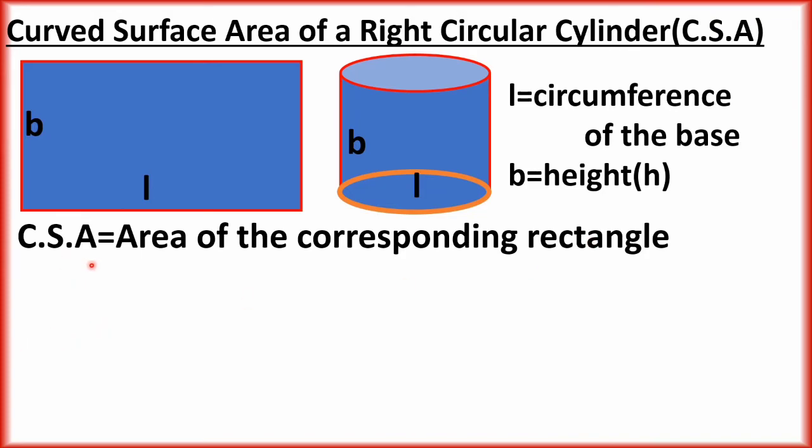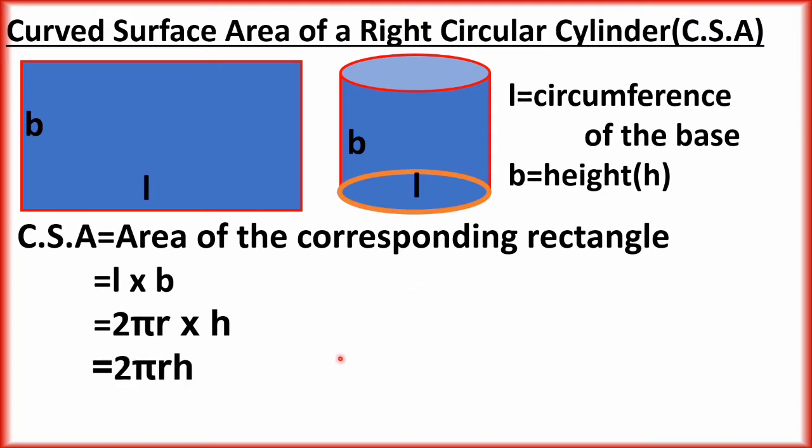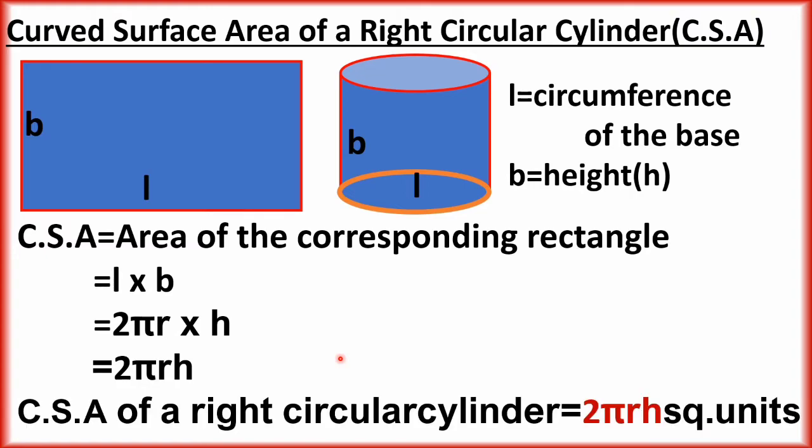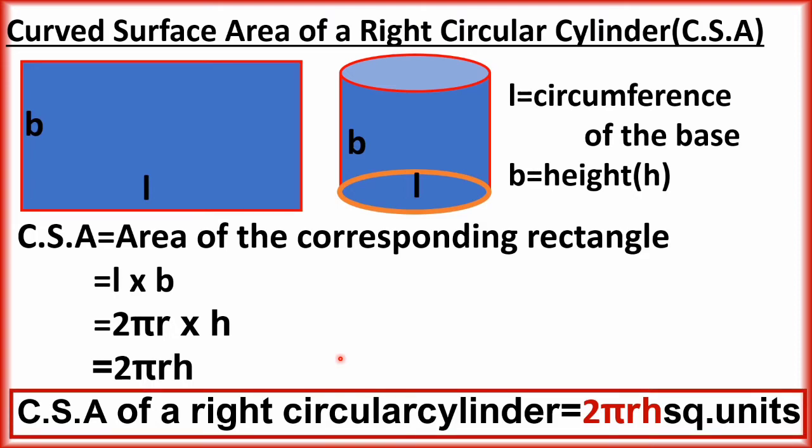So, curved surface area equals the area of the corresponding rectangle. What is the area of the rectangle? Length into breadth. Instead of l, we substitute 2 pi r because l is the circumference of the base. For b, substitute h. 2 pi r h. So curved surface area of a right circular cylinder equals 2 pi r h square units. Please understand the concept very well. If we understand clearly, we don't need to memorize the formulas.